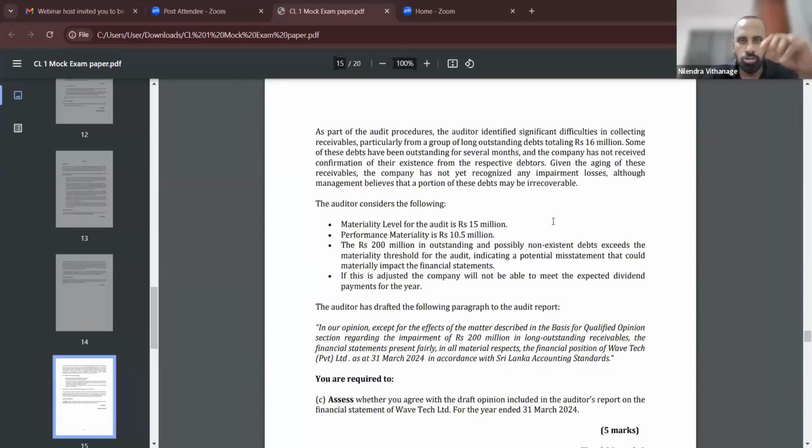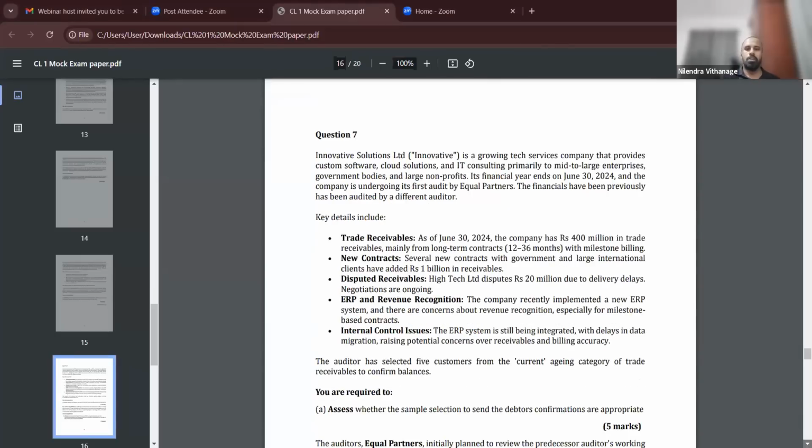So you say except for the basis of opinion with regard to debtors, receivables. Long-standing debtors, misstatement, material. It is not pervasive, so you do not go for an adverse opinion. So misstatement, material, not pervasive, qualified opinion, which the auditors have provided. Yes, you agree with that. You can agree with it, right? Good job. Look at question number 7.